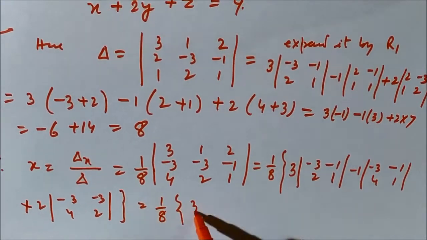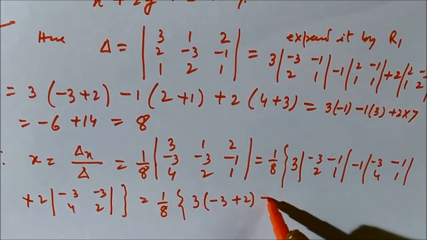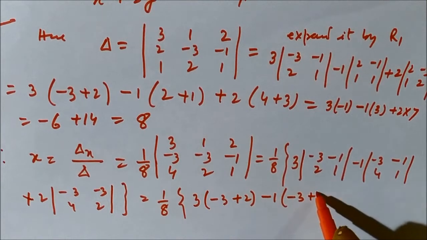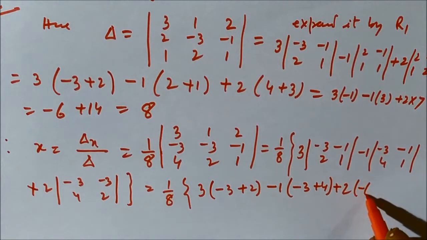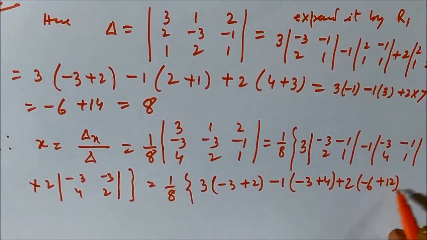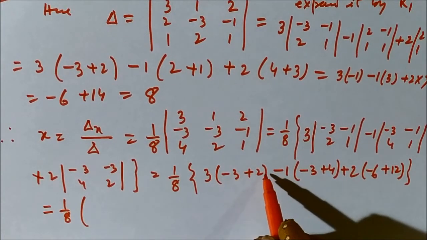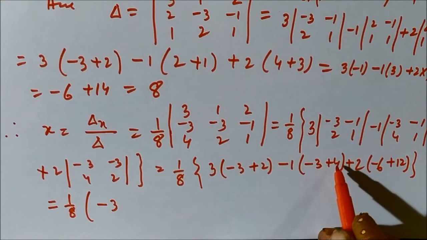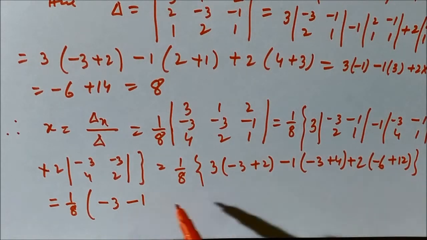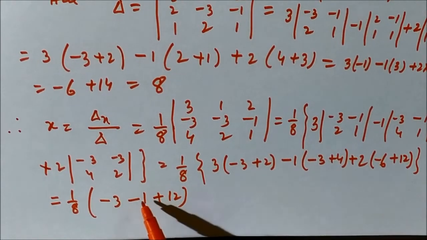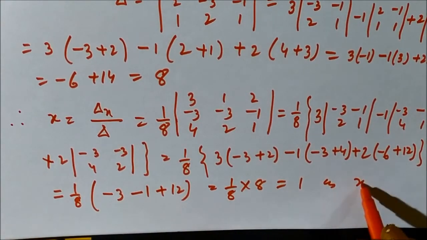This equals 1 by 8 times (3(-3 + 2) - 1(-3 + 4) + 2(-6 + 12)), that is 1 by 8 times (-3 - 1 + 12), which is 1 by 8 into 8. This equals 1, so x equals 1.